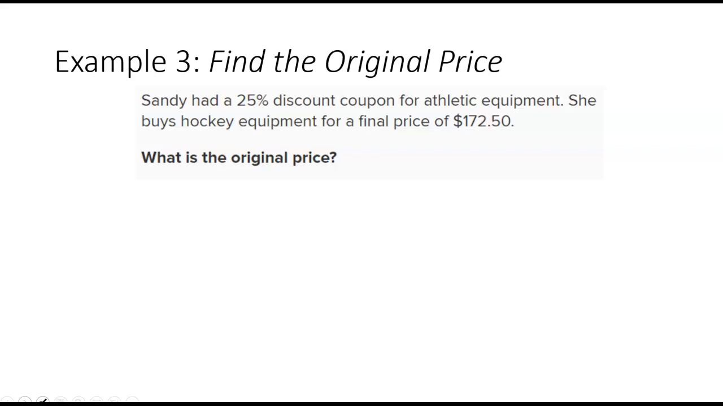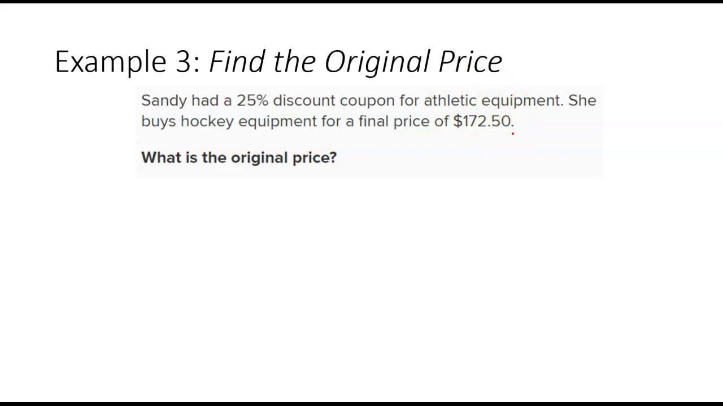Now this one, before, you had to find the discount. So you were given the original price and the percent of discount, and then you had to find the final price right here. So you had the original price and the discount, and then you subtracted the two to find the final price. That's what we did in the first part of this section.